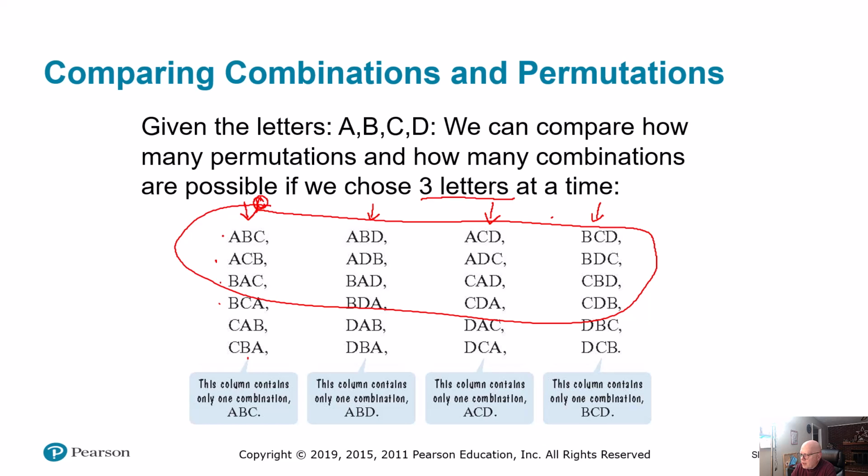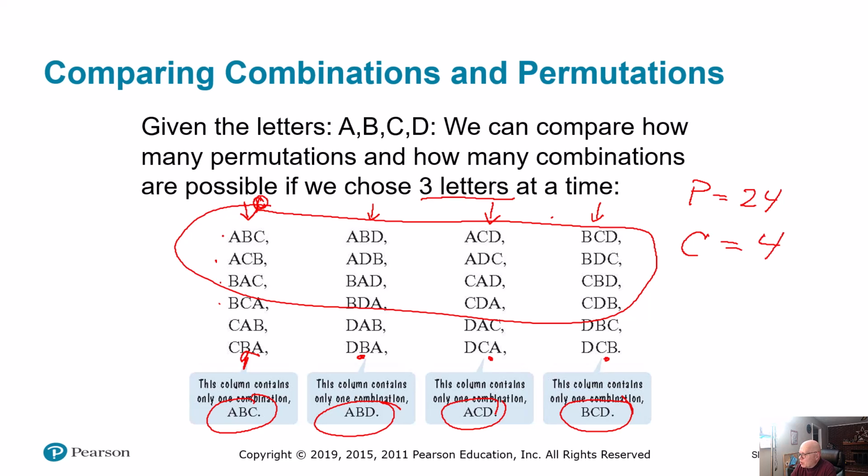This group is one combination because they're all made of the same 3 letters, same 3 letters, same 3 letters. So how many permutations do we have here? Well, 6 times 4, we've got 24 permutations. How many combinations? 1, 2, 3, 4.